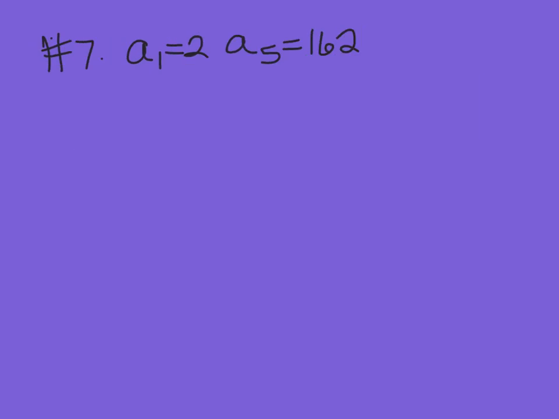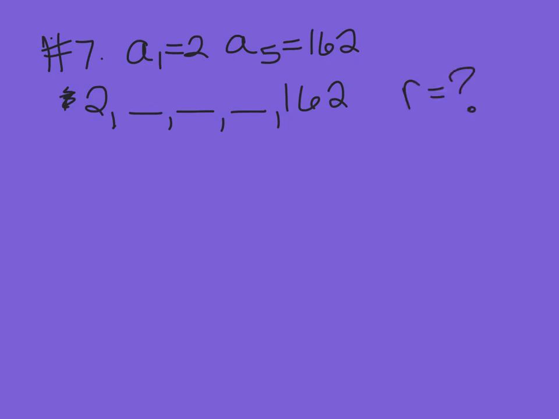Now let's do number 7. This one's not as easy because it gives us the first term, A1, so we've got one thing that we need, but it doesn't give us the second term, it gives us the fifth term. A5 means the fifth term is 162. So we know our sequence is 2, comma, something, something, something, 1, 2, 3, 4, and then the fifth term is 162. So how are we going to figure out what the R is?